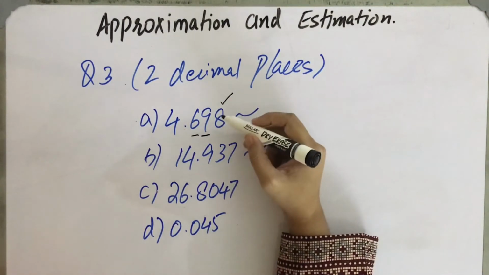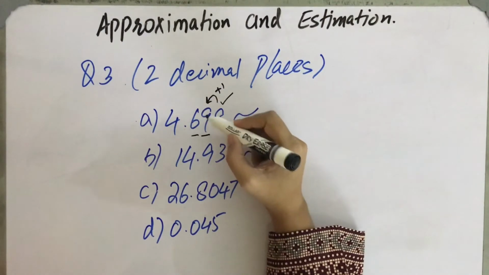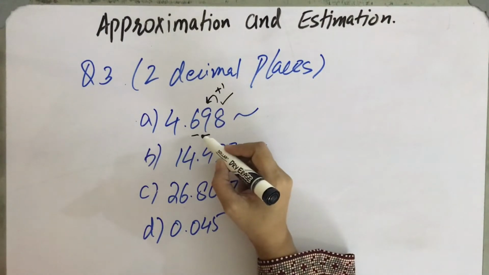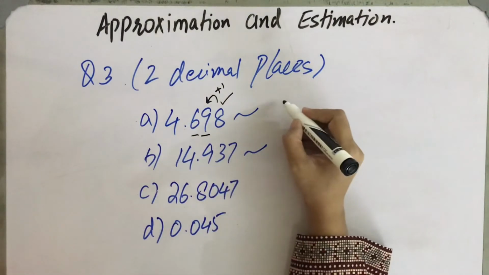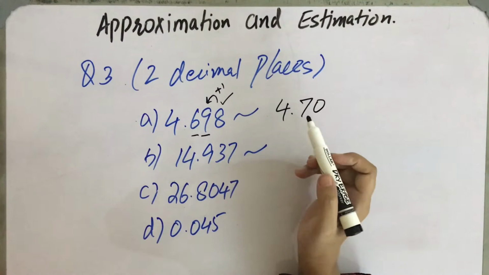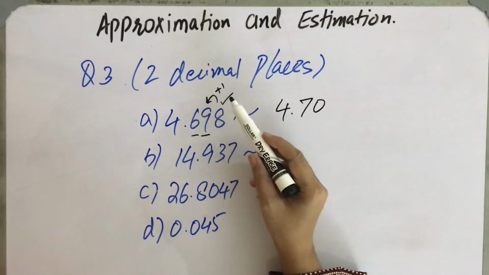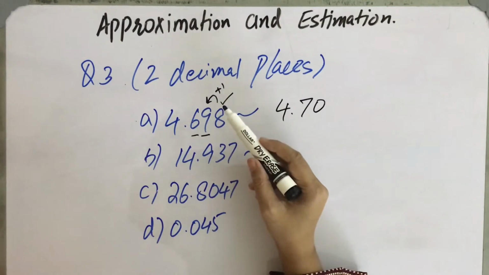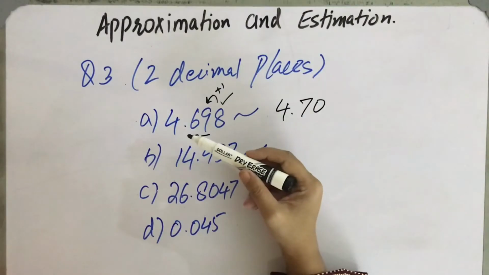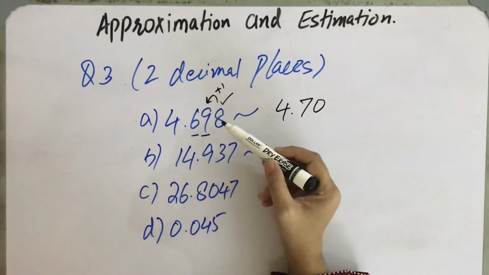This is 8, more than 5. It will give 1 to 9. 9 will become 10, will remain 0 itself and give 1 to 6. Our answer will be 4.70. I repeat it because it is a little difficult. This is more than 5, which is going to be studied, right? The two digits after the decimal are 6 and 9. We shall study 8.